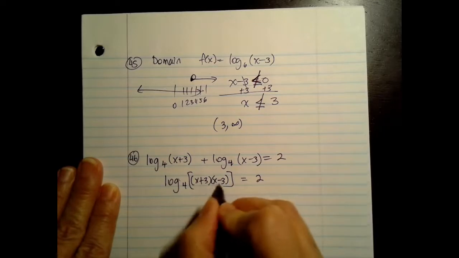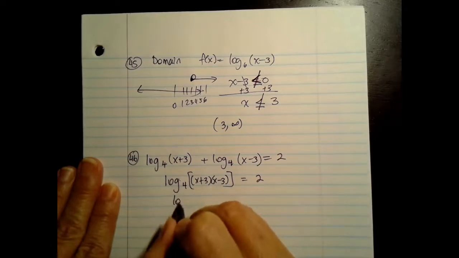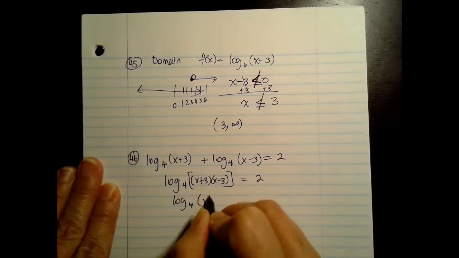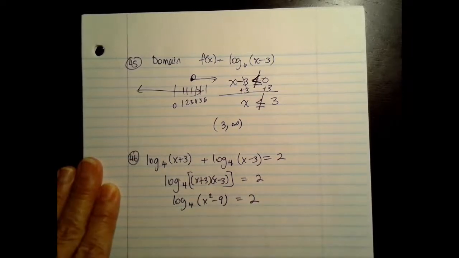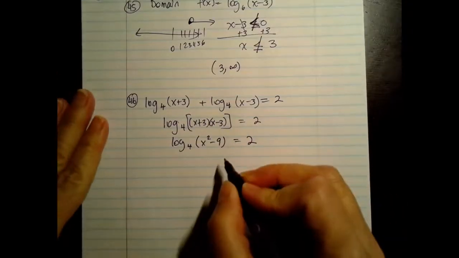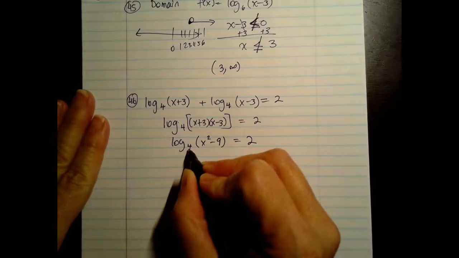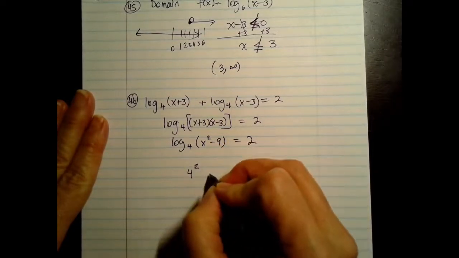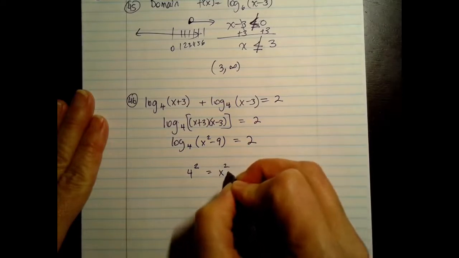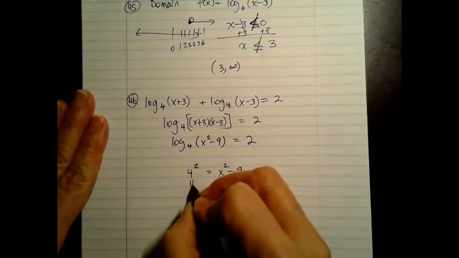And so we know this is the product of a sum and a difference, and so that's log base 4, and this would be x squared minus 9 equal to 2. Okay, so using our properties of logs, we know that 4 raised to the second power has to equal x squared minus 9, and this is 16.